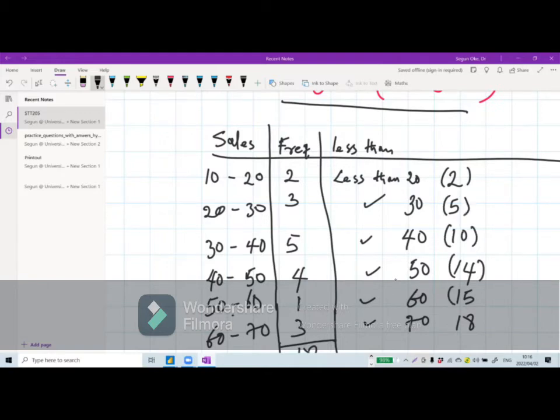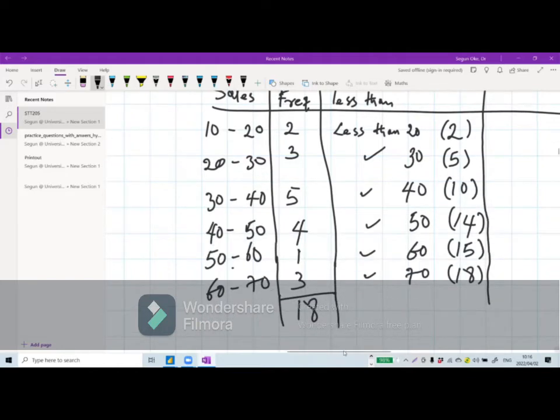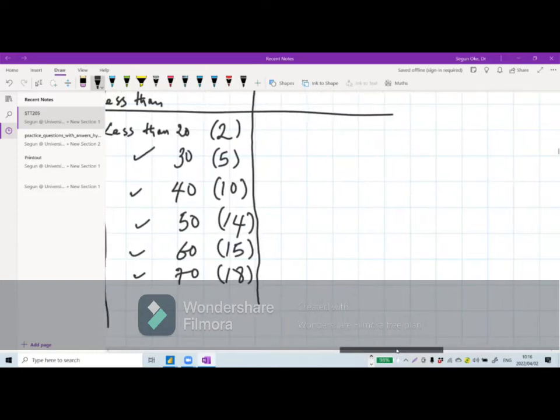I didn't get how we get this less than. I don't understand. Let's do the more than so that you understand everything together. Is that okay?